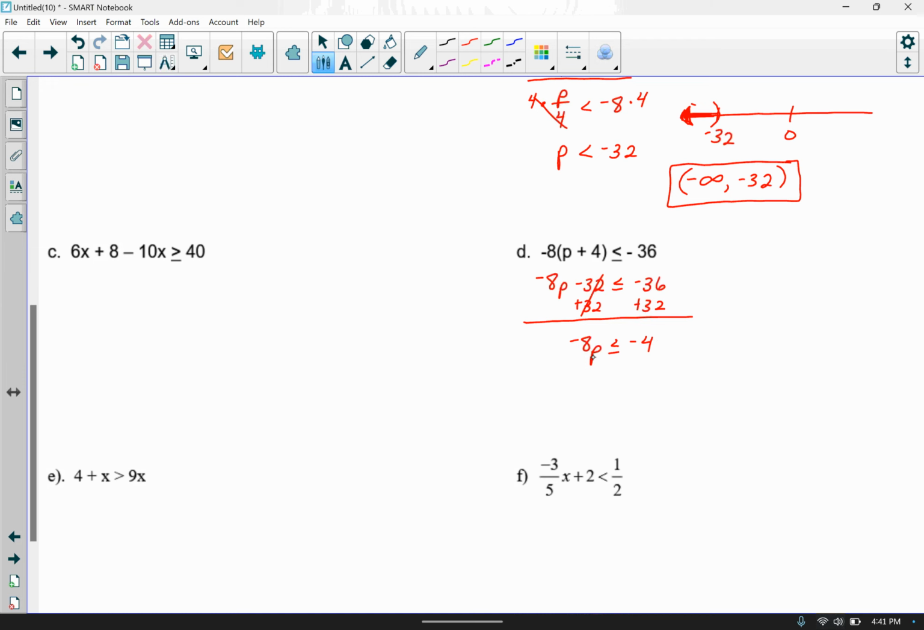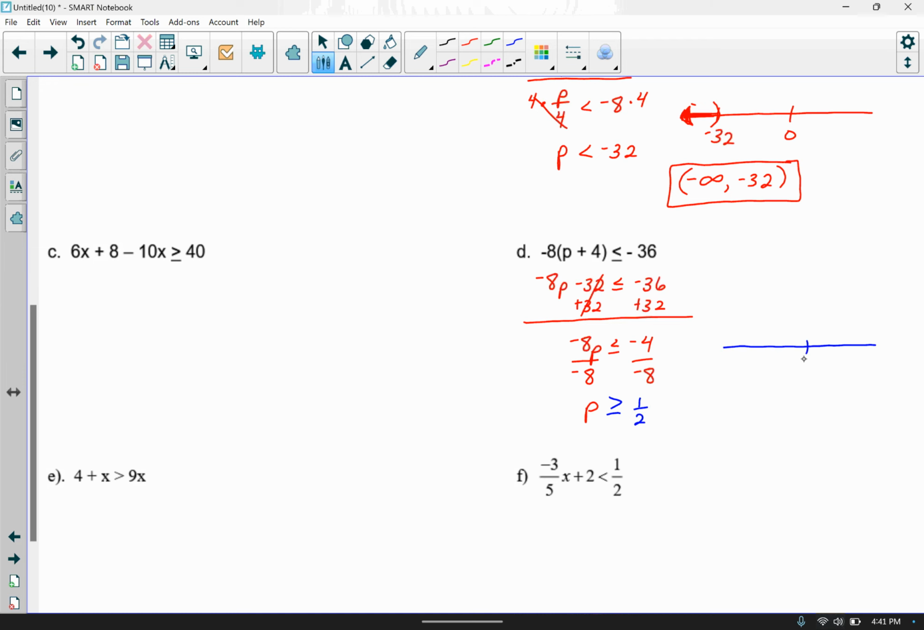Last step, I want to get P all by itself. This is negative 8 times P, so to undo multiplication, divide. So I'm going to divide both sides by negative 8. You're dividing by a negative. I'll emphasize this, so anytime you multiply or divide by a negative, switch that inequality sign. A negative over a negative reduces and becomes a positive. 4/8 can be reduced and become a positive 1/2. So there's my solve, P greater than or equal to 1/2.